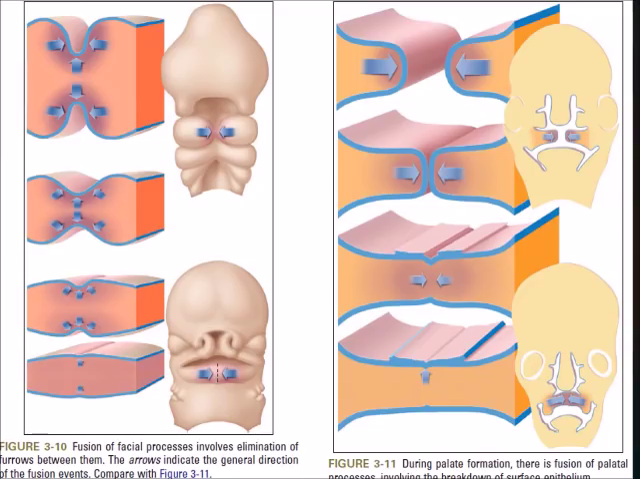This is another view. You can see here the segments, the mandibular process from the right and the left side. They contact at the center. Then the union between the two segments starts from the center towards the periphery. Then I have the segments as one unit.